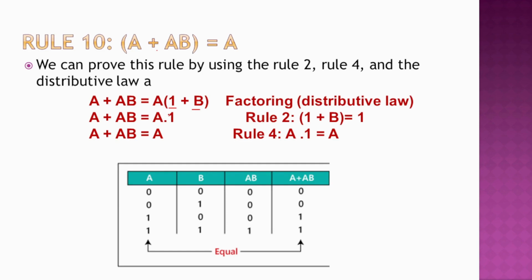That is A dot 1. And finally A dot 1, if we are going to multiply with 1 means you will get that same value. That is A dot 1 is equal to A, and this is the rule number 4.